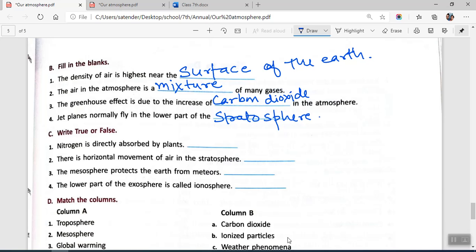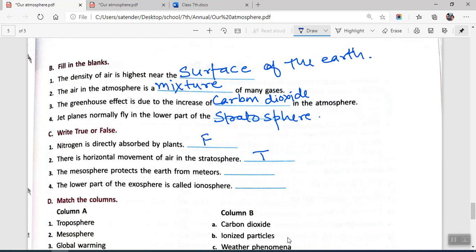Nitrogen is directly absorbed by the plants. It's a false statement. It is converted to consumable nitrogen by bacteria like rhizobium, and then it is consumed by the plants. It is not directly consumed by them. There is a horizontal movement of air in the stratosphere. That is true. This is given in your paragraph related to stratosphere.